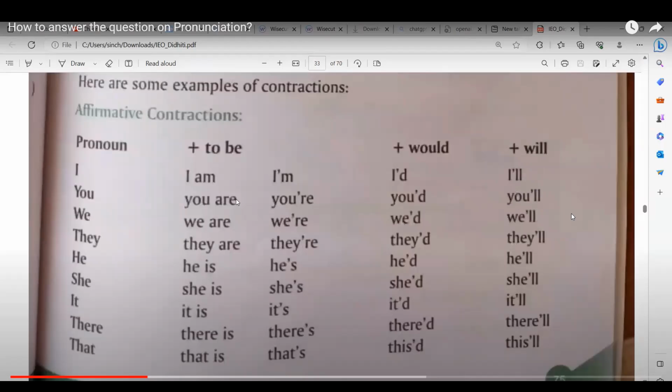Is it clear to everyone? Yes, ma'am. Tuhin, is it clear to you? Yes, ma'am. Great. Now, Tuhin, can you read it? We are, they are, they would, they will.